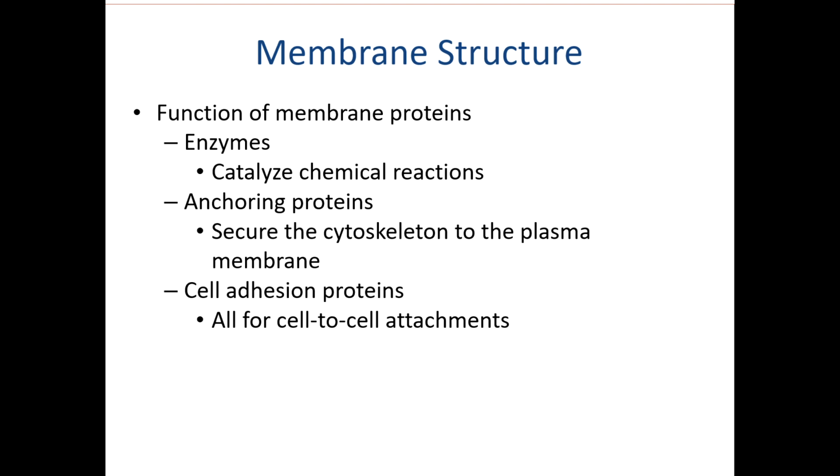Other membrane proteins function as enzymes, where they catalyze chemical reactions. Others will act as anchoring proteins, which will help to connect cells together, and we can form tissues from that. And then we also have cell adhesion proteins that anchor the cell down to the plasma membrane. Okay, so those are all the functions of the proteins. Again, just to review real quick: transporter proteins, receptor proteins, that's a big category, identity markers, enzymes, anchoring proteins, and cell adhesion proteins.